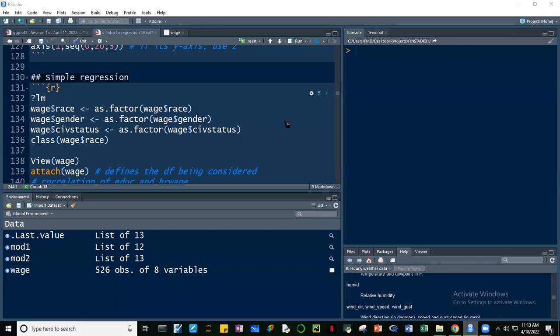Okay, so good morning once again. Today we're going to continue our discussion on multiple linear regression. We were using the wage dataset consisting of 526 observations of 8 variables.